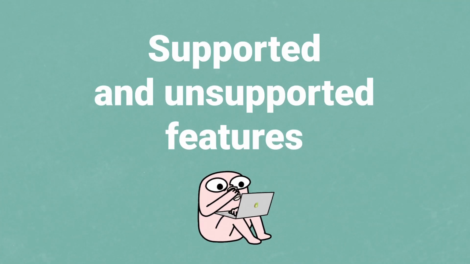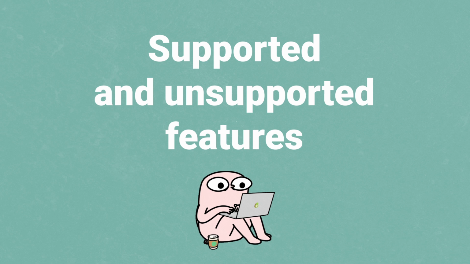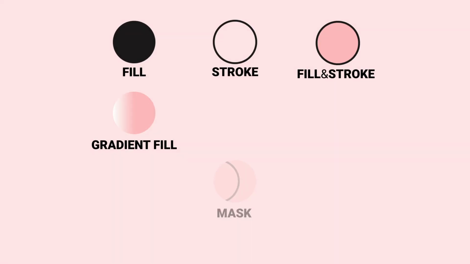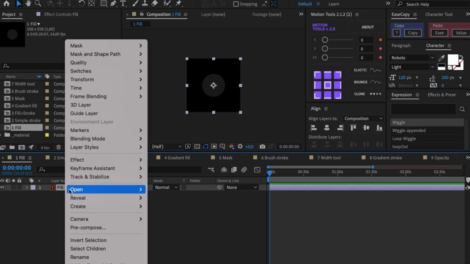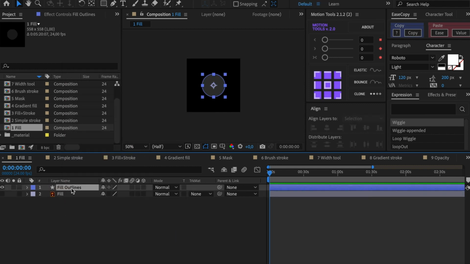Also, you have to make a check on supported features so that nothing is dropped during export. I created 9 different files to demonstrate supported and unsupported features. So, a circle with fill easily converts into a shape layer. But you could face some problems if you would like to add a stroke.